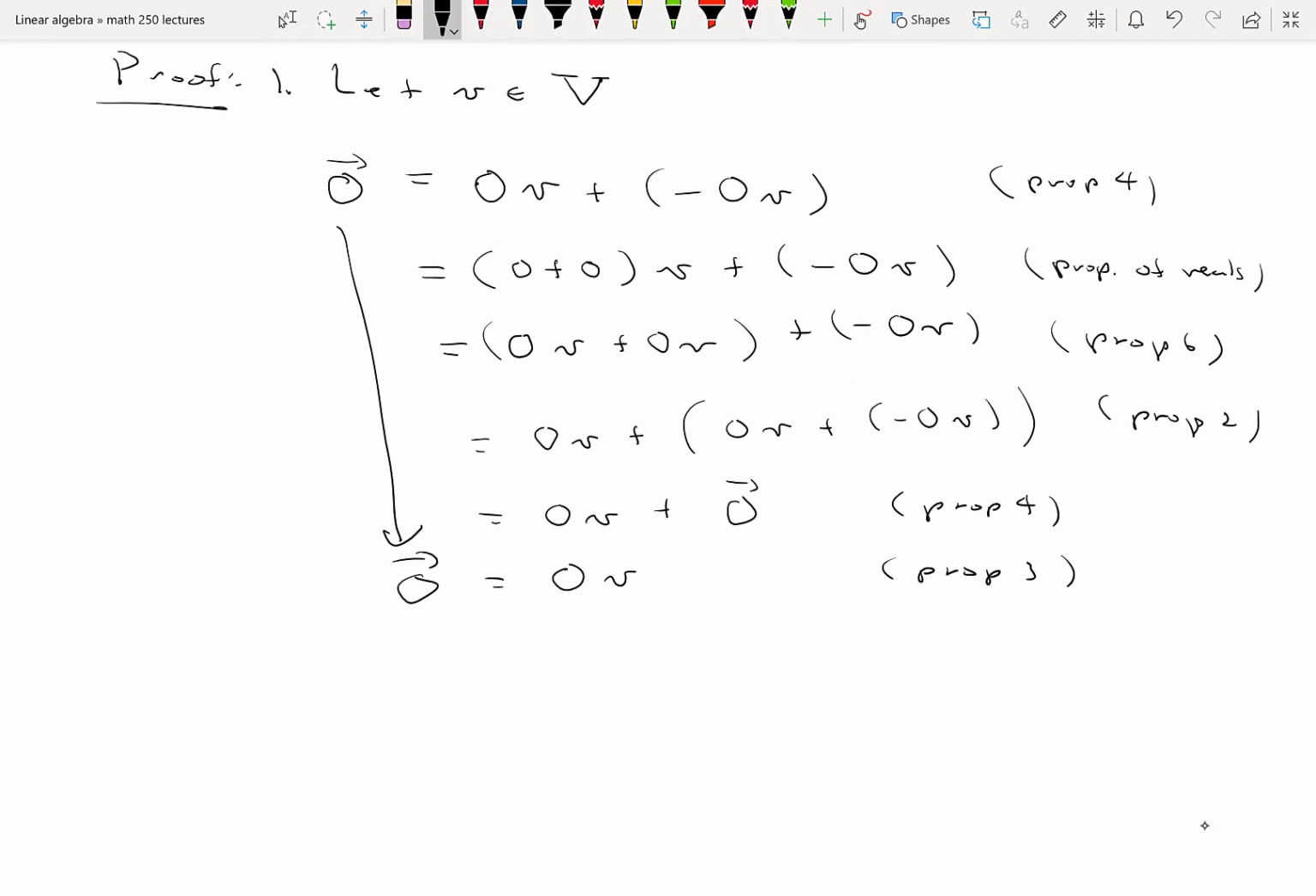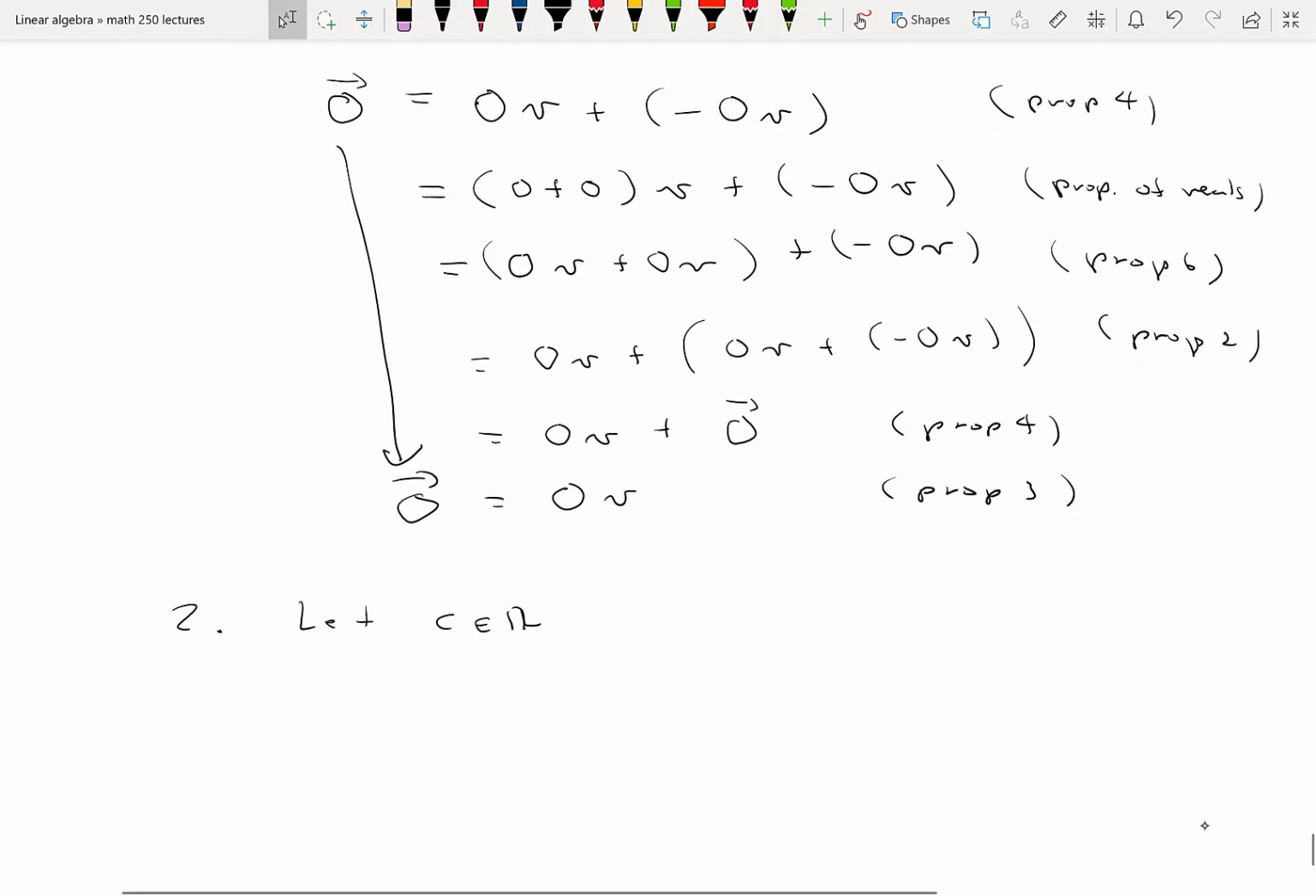Okay. 2. Prove that c, a constant times a 0 vector, is 0. Very, very similar. Okay. Let's let c be a scalar. I want to show that c times the 0 vector equals the 0 vector. So the 0 vector equals c times the 0 vector plus the opposite of c times the 0 vector. Why? That's property 4 again. Any vector plus its opposite vector is a 0 vector.